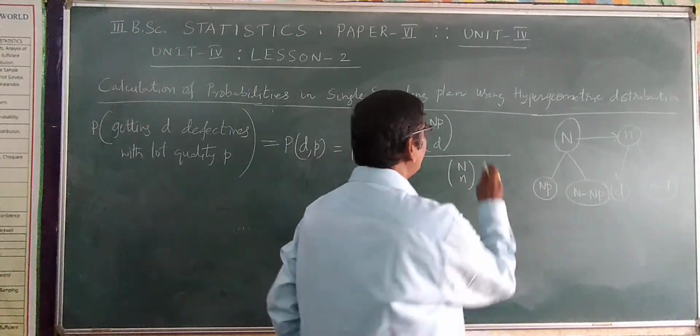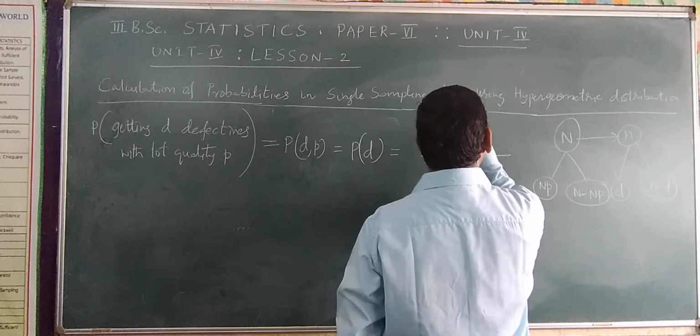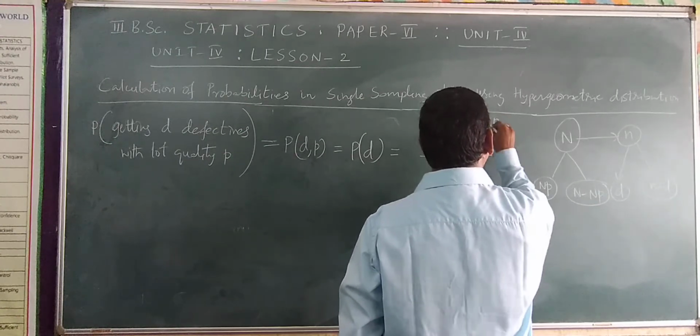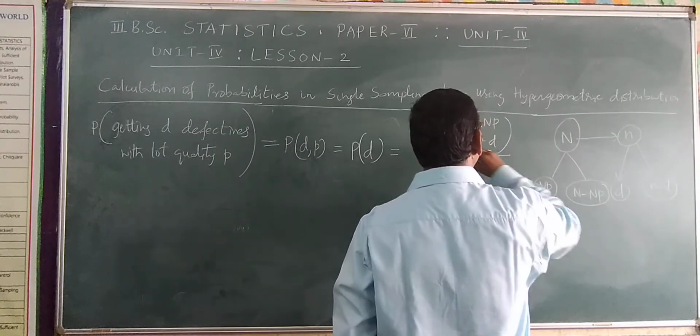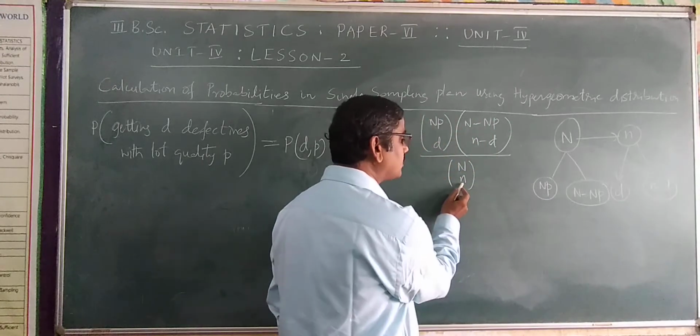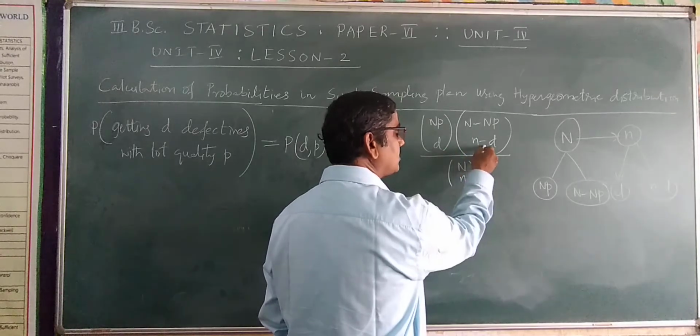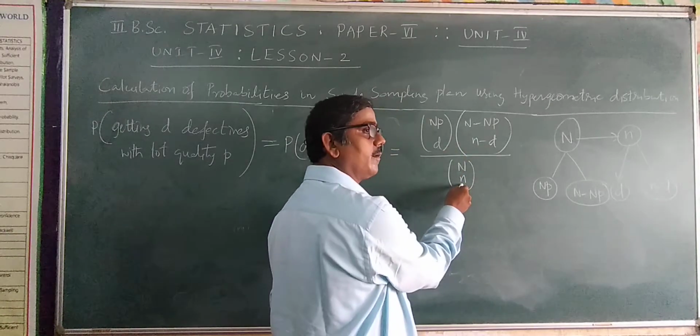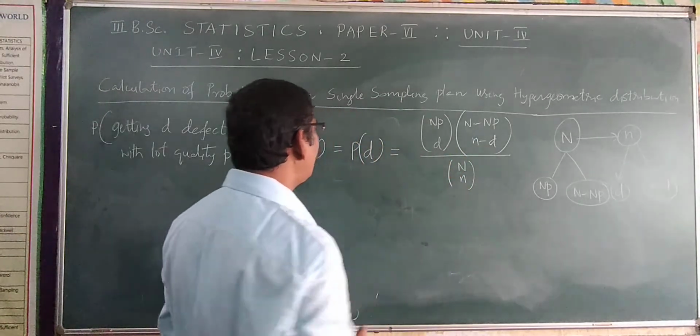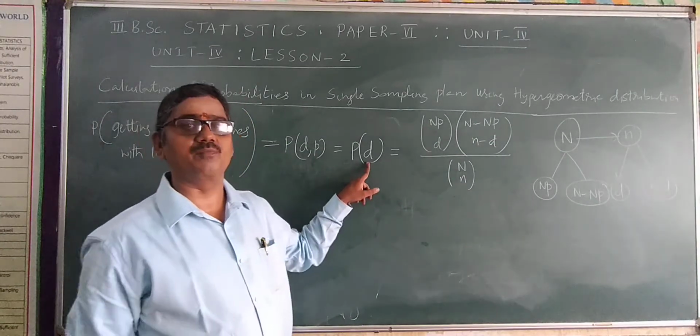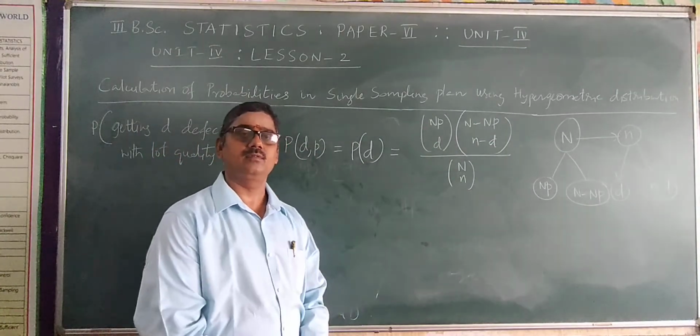Therefore, the remaining non-defective items can be obtained from N minus Np non-defective items. That is n minus d. The total items drawn are d plus n minus d, so the total number of items drawn is n. So this is the formula for the probability of getting d defective items in the lot.